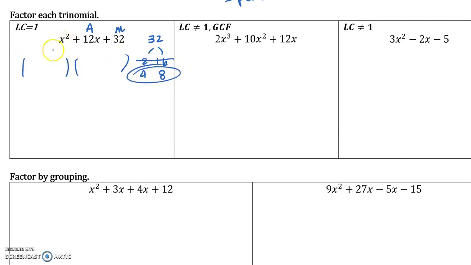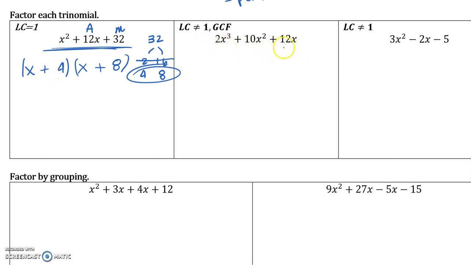So draw your parentheses. X times x gives you x squared. 4 times 8 gives you 32. And now you have to figure out your operations. Since 32 is positive and 12 is positive, it has to be a plus and a plus. This problem was easy because the leading coefficient was 1.